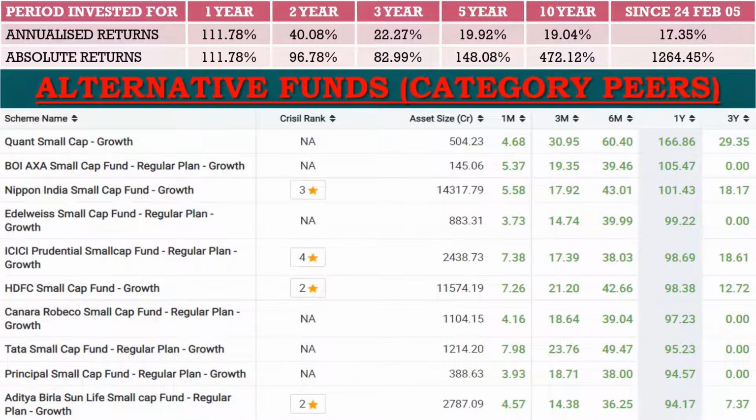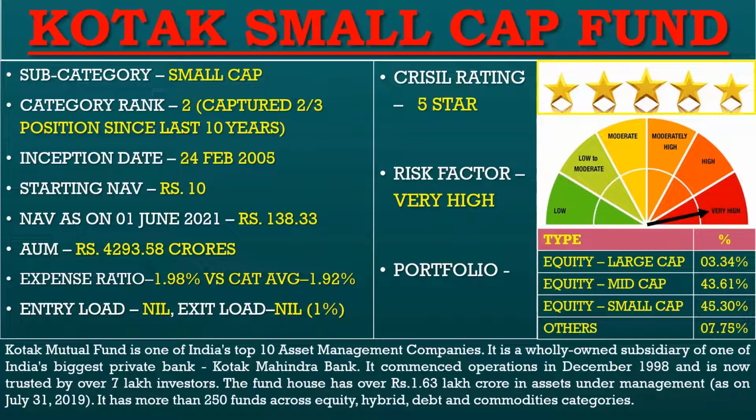The Kotak Small Cap Fund has delivered a CAGR of 17.35% since 2005 and has delivered a return of 111.78% in the last 1 year. This fund has provided amazingly consistent results since the last 10 years and always been among the top 3 funds, thus making it a good selection to invest in.